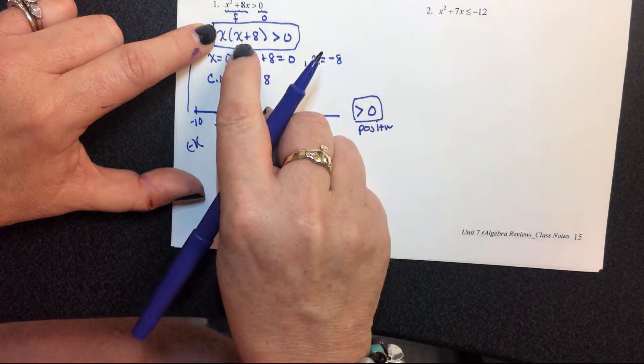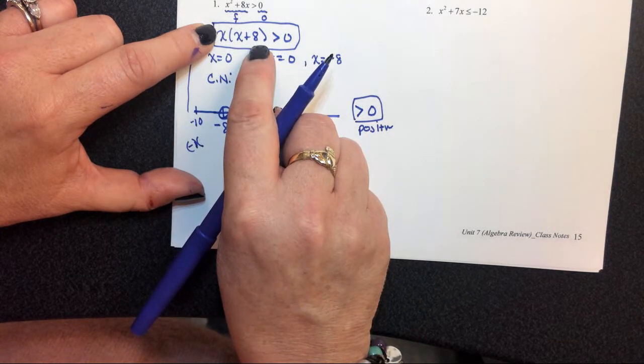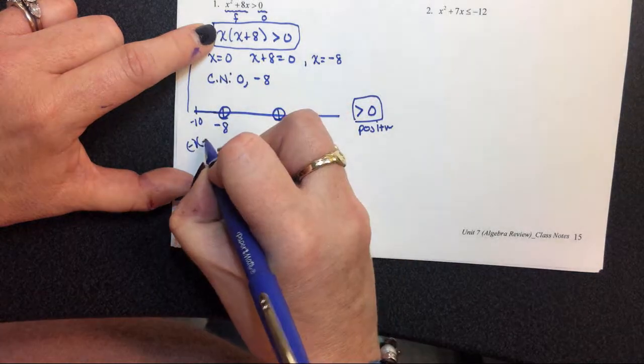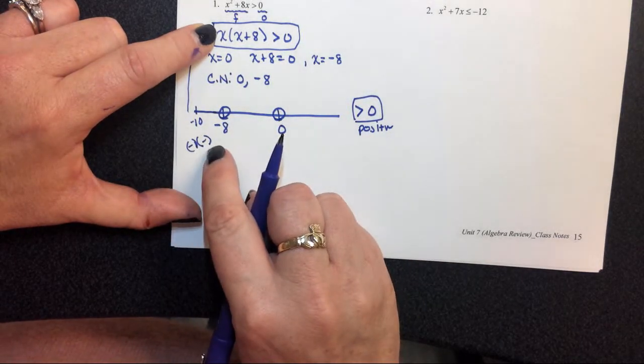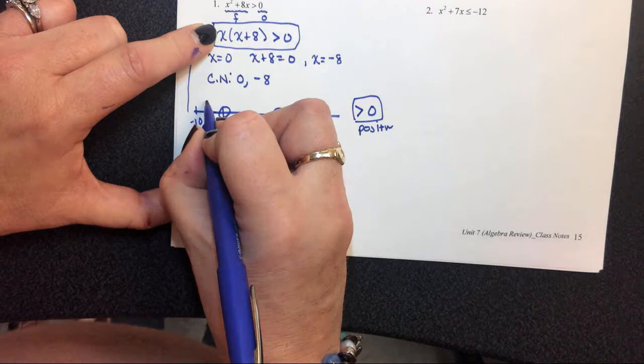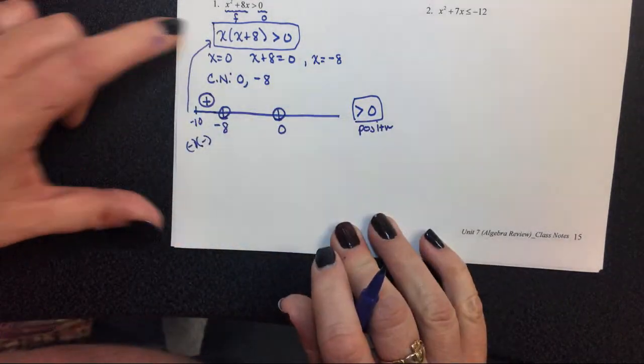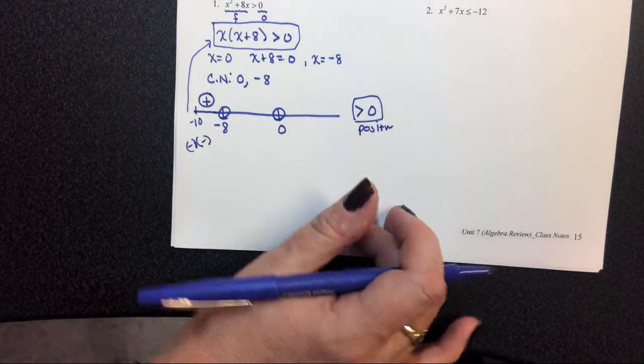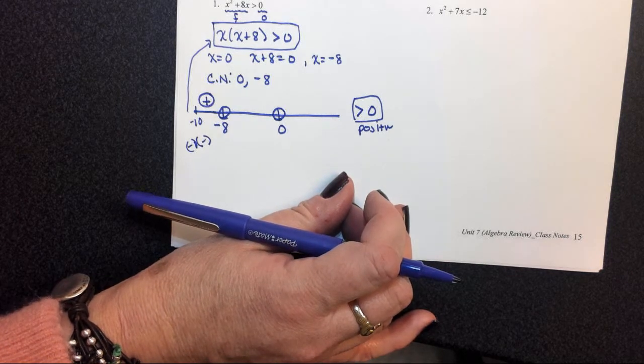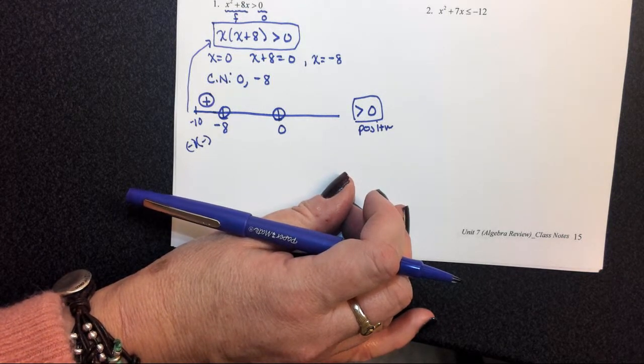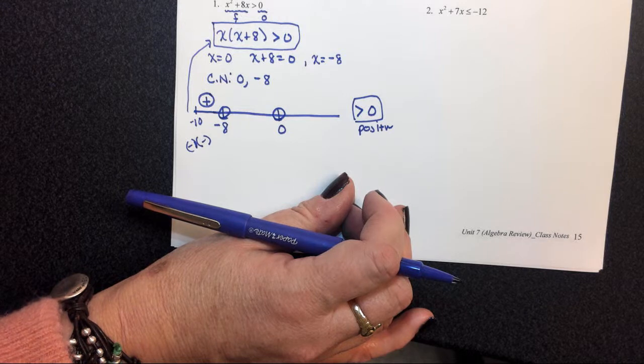times. What happens when I take negative 10 plus 8? Is that positive or negative? Negative. And what happens with a negative times a negative? That gives you a positive. So since negative 10 would give you a positive, what that means is that every number less than negative 8 would be positive. So if I plugged in negative 20, if I plugged in negative 30, all right?